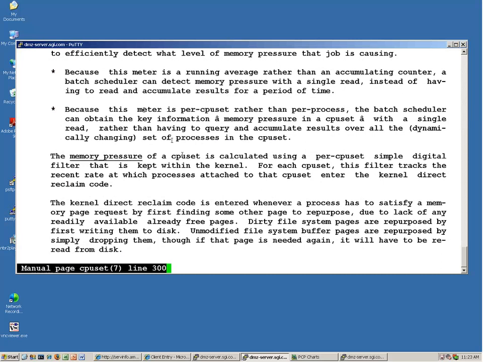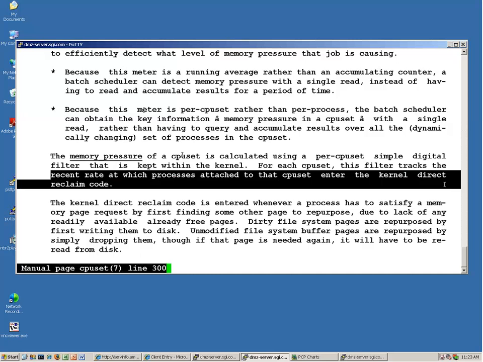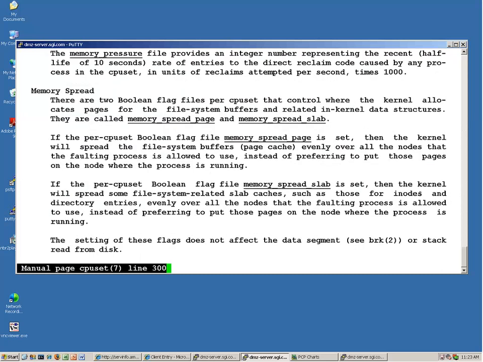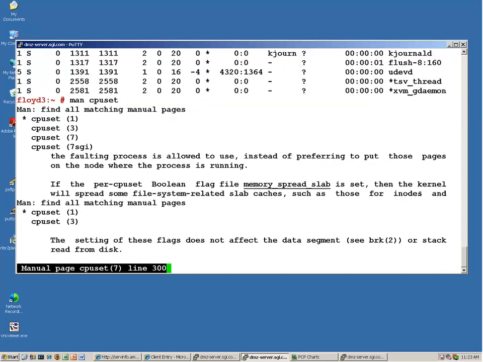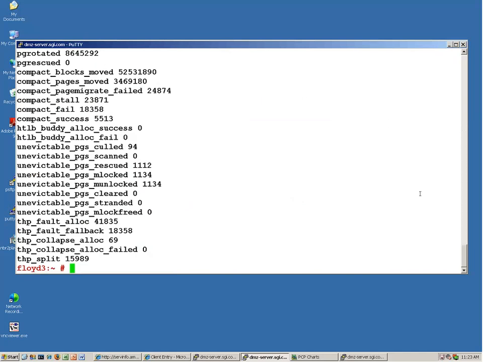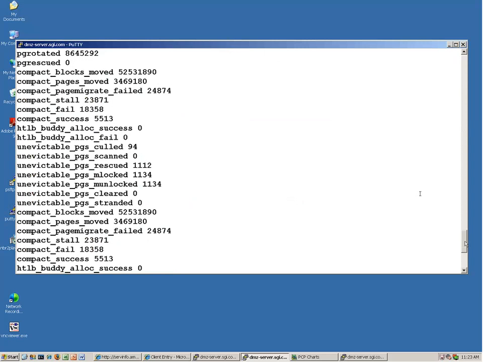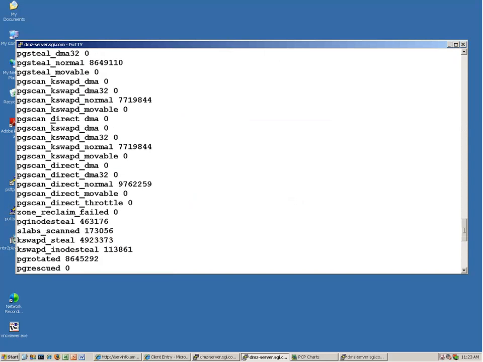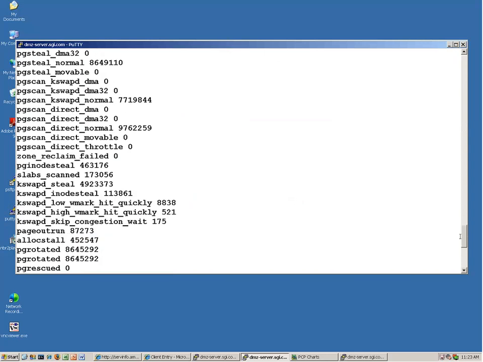Digital, all fancy stuff. A digital filter within the kernel tracks the recent rate at which processes enter the kernel direct reclaim code. And that's what we were looking at here. In fact, again, cat /proc/vmstat, and there was a reclaim in here. Scans, where was it? I don't want zone reclaim mode.